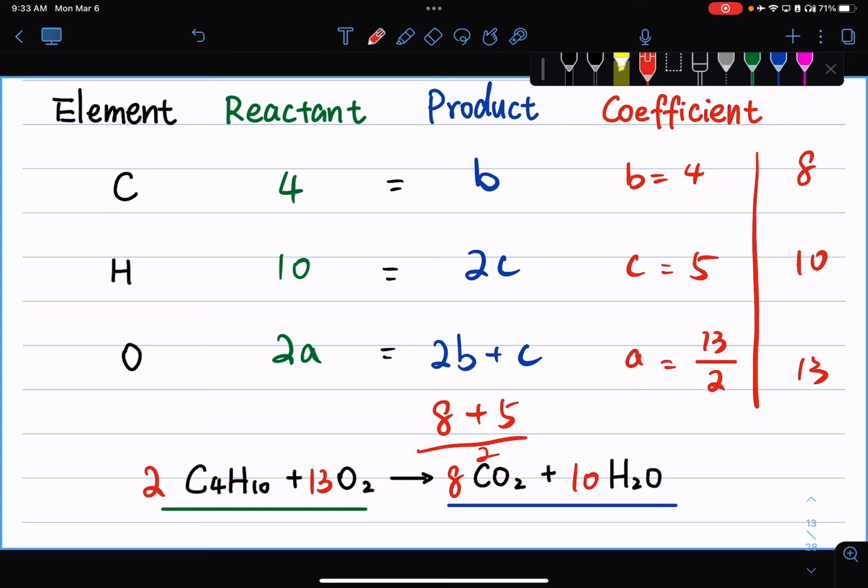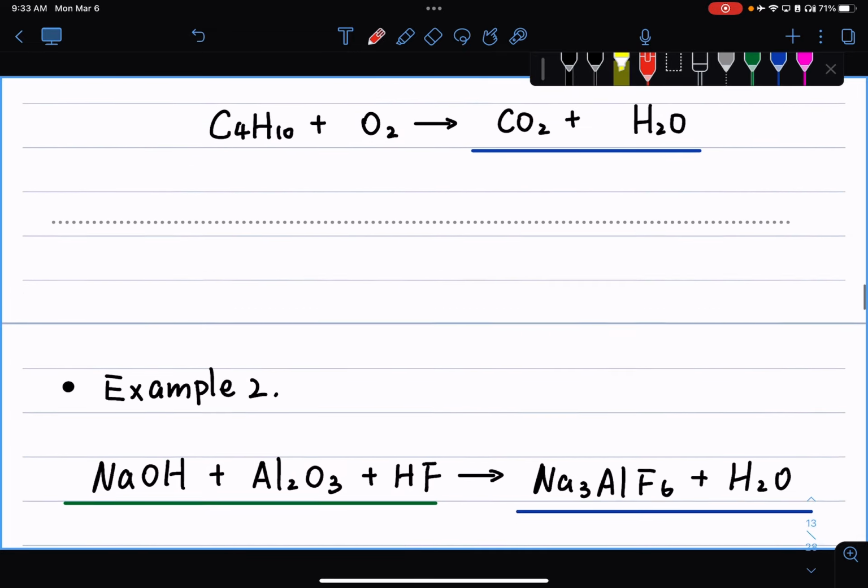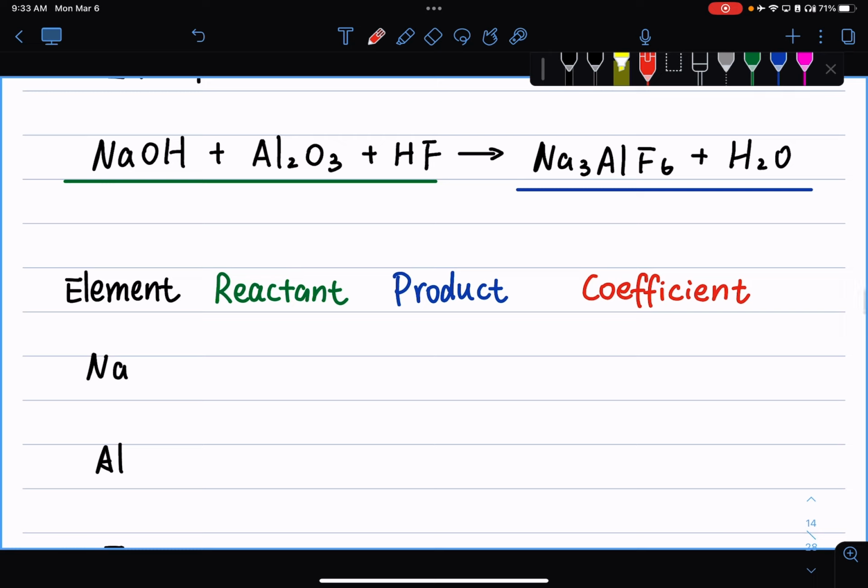Okay. We'll do another example together, which is the reaction of sodium hydroxide with aluminum oxide and HF. This gets even more complicated, but the logic is the same. We're just building up our calculation and trying to balance the reactant side and the product side to make sure our atoms are conserved. So in this case, this one is the most complicated with the most number of elements. So we manually set that to be 1. And then we have A, B, C, and D.